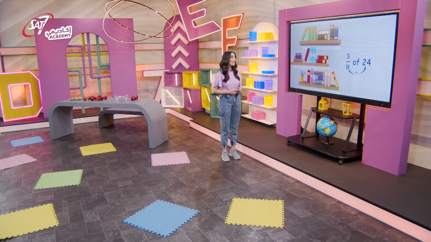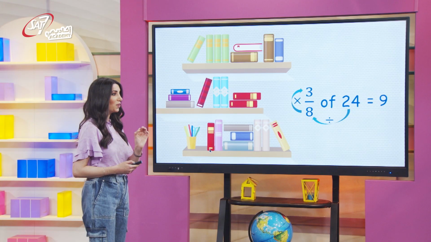24 divided by 8 is 3. So I have 3 in each group. Then multiply 3 by 3, it's 9. 9 books are children's stories. Easy?